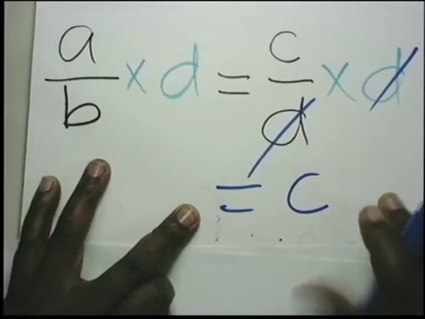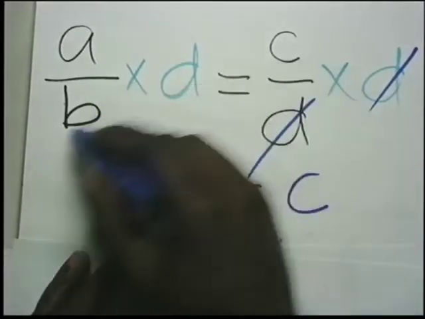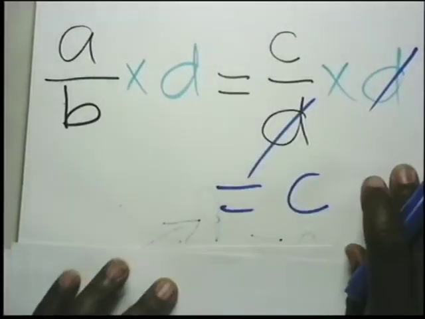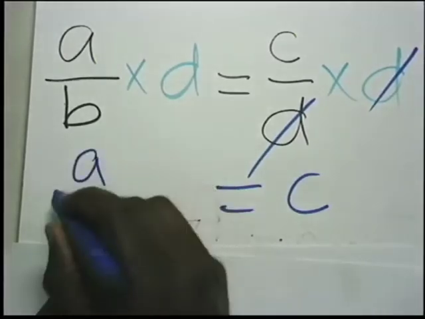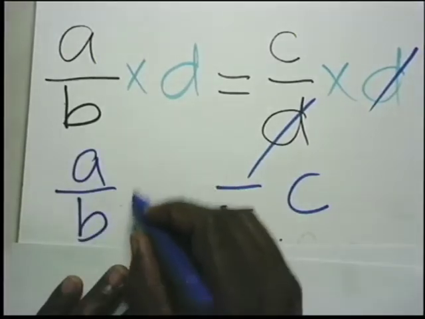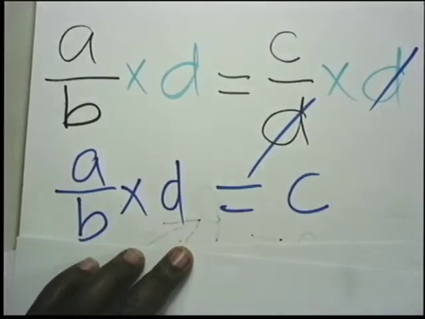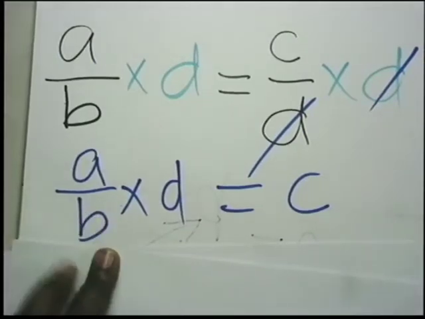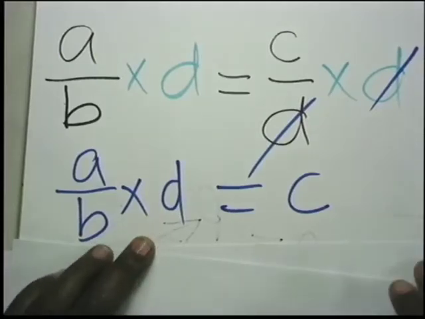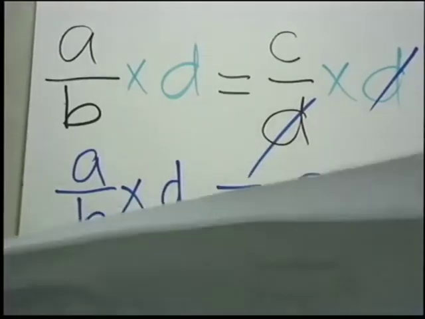C alone. And what happens on this side? This one will not change anything. It will be A divided by B multiplied by D equals to C. That is one equation that we end up with. So A over B multiplied by D gives us C. We want to go further with that problem.